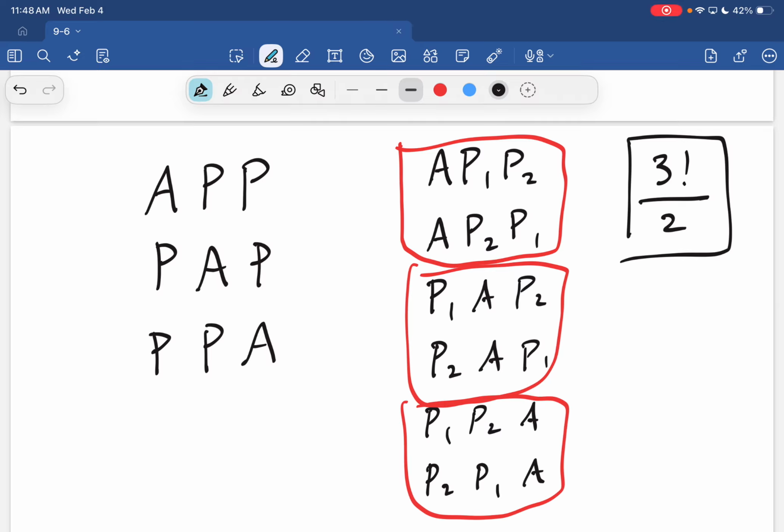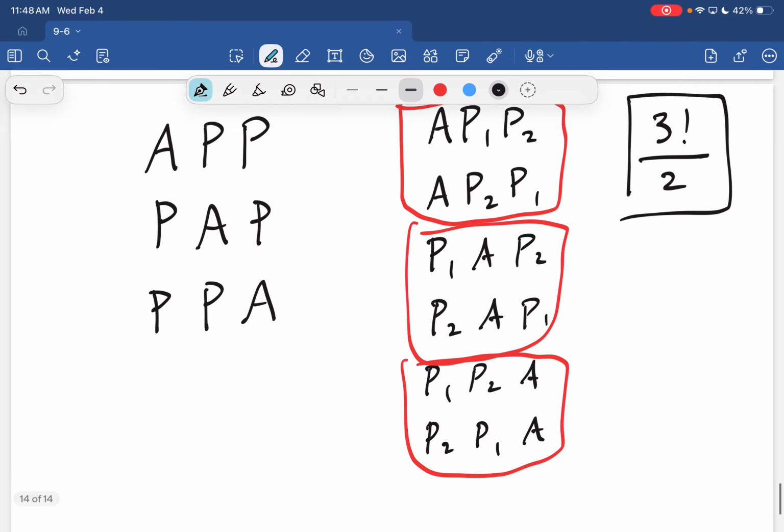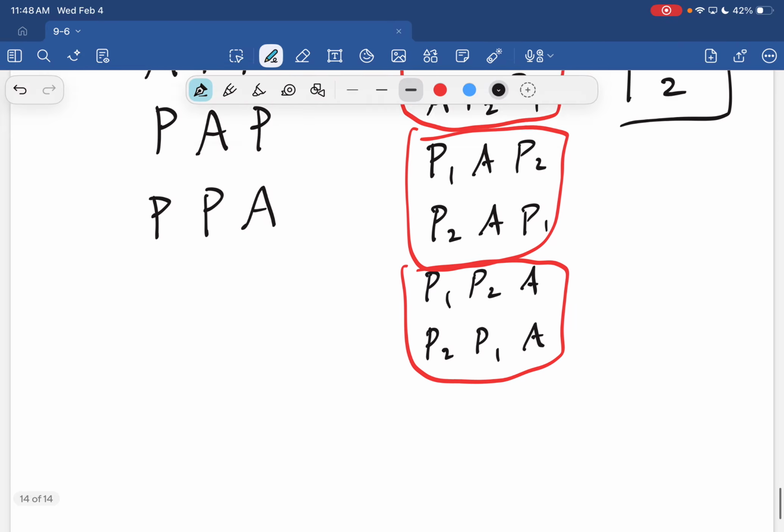So whenever we overcount, that means we have to divide by something, depending on how much we're overcounting every single unique ordering. In this case, we're overcounting each ordering by 2. So there's 2 P's, which means you divide by 2? Yeah, you're technically dividing by 2 factorial. And let me just explain why.